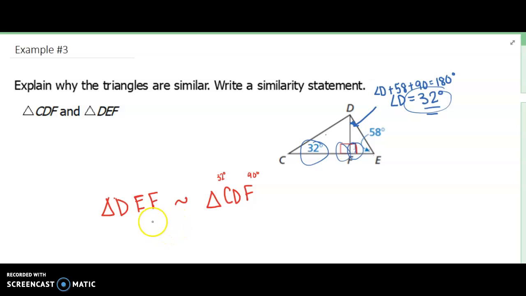Now, I wrote a similarity statement. I also realized there was one right here, which is the same thing, but you could have also written it a different way. You could have written that triangle EDF is similar to triangle DFC.